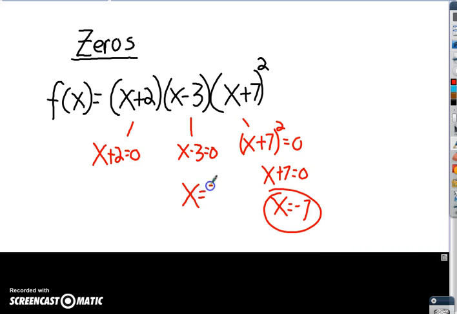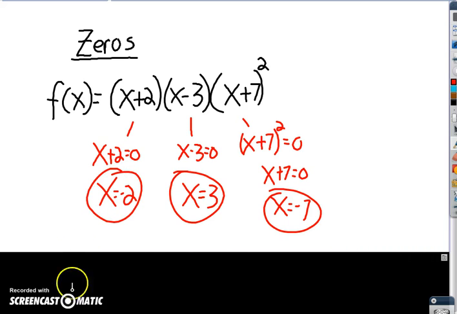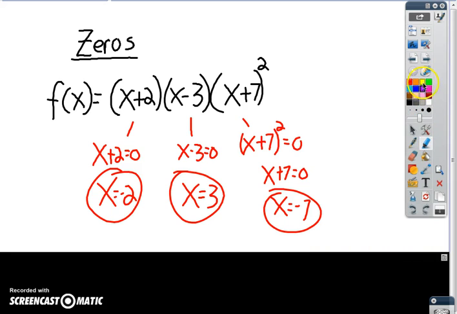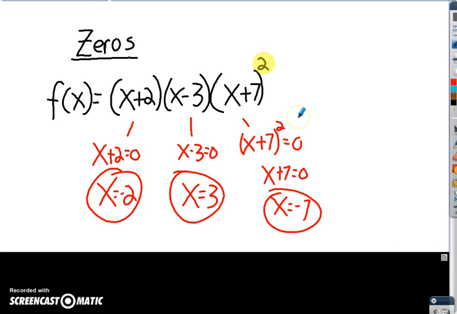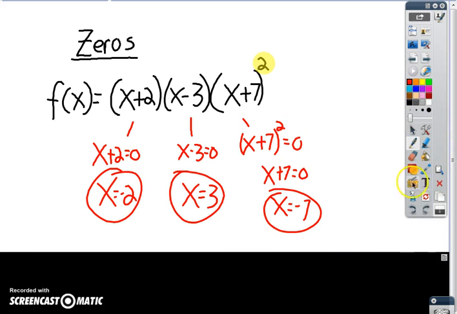x equal to 3. And x equal to negative 2. Those are my zeros of my polynomial. Now I do want to highlight something. I do want to highlight over here this 2. That's going to become very important for us this chapter.